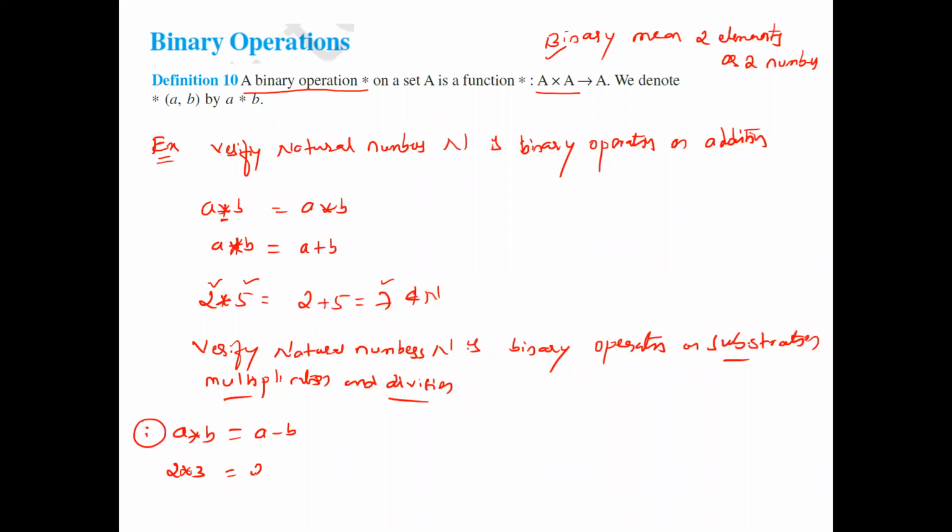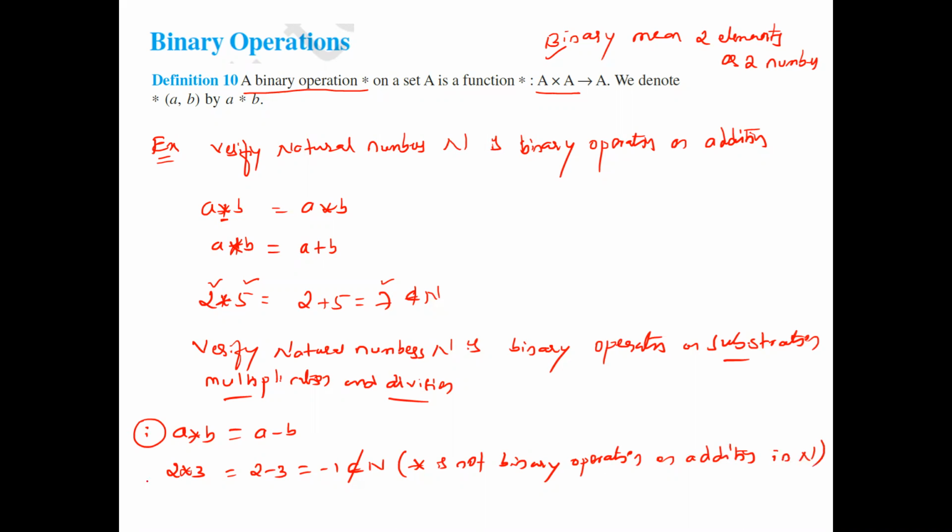Now what about this one? 2 minus 3. 2 minus 3 means what is the answer? Minus 1. Minus 1 belongs to natural number? No. Therefore, what is your conclusion here? Star is not binary operation. Star is not binary operation on subtraction. Therefore, star is not binary operation on subtraction of natural numbers.